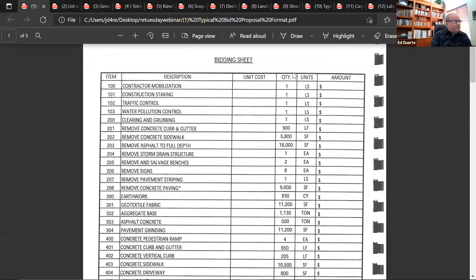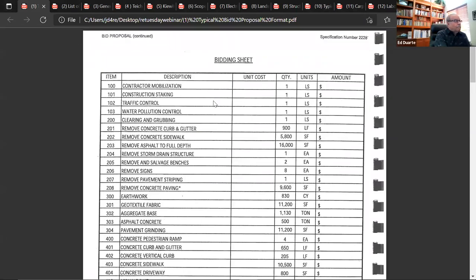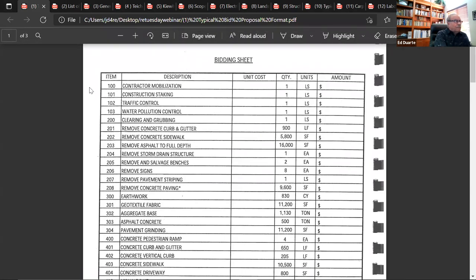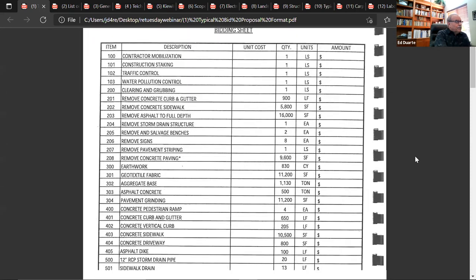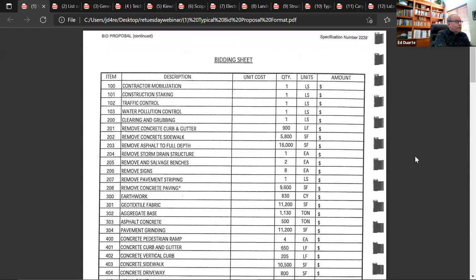Okay, the first PDF I've got up here is a sample bid proposal form. This happens to be from a Caltrans specification book. So you can see when I said unit item, unit pricing, they have contractor mobilization, staking, traffic control, et cetera. There's your LS, your lump sum, remove concrete curb and gutter, 900 lineal feet, remove the concrete sidewalk, 5,800 square feet, and so forth.